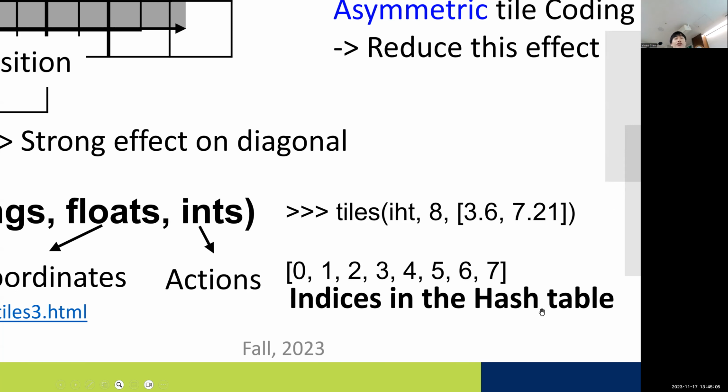So we put them. Actually, in the hash table, we just save both floats and ints. The pair of this data will be saved in the hash table. Once you put it here, it will just return you the index number of this hash table. Okay.